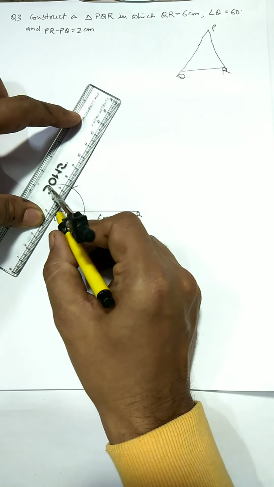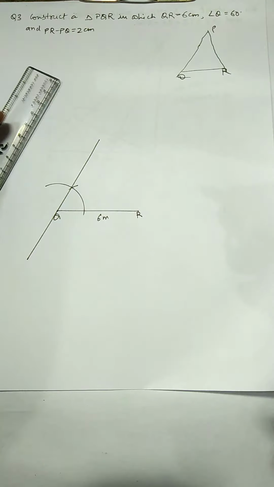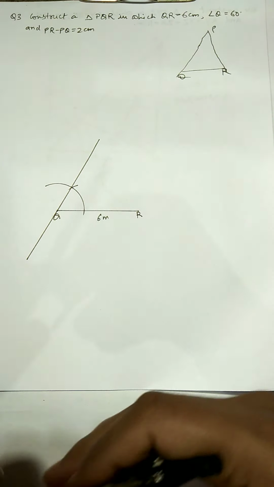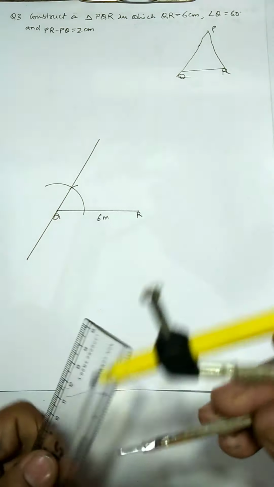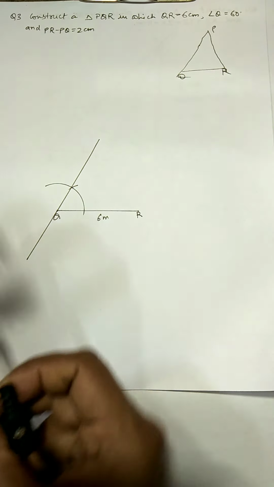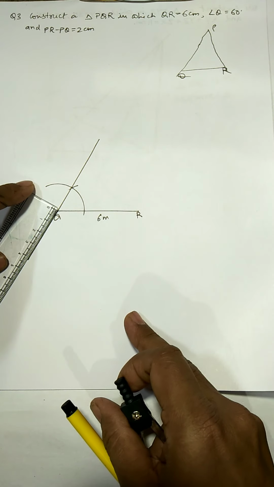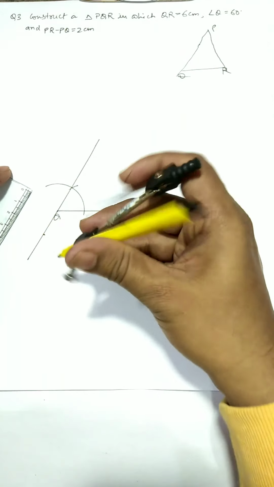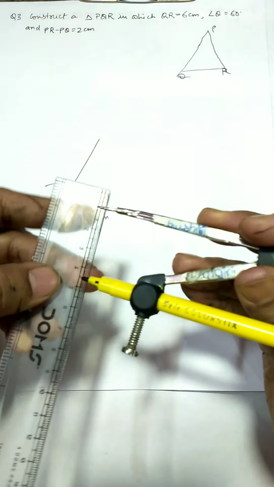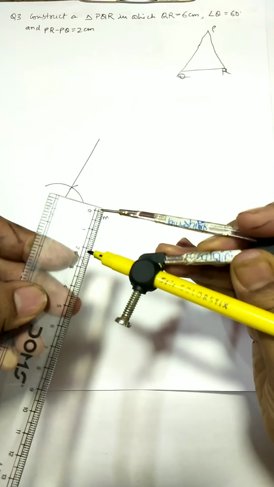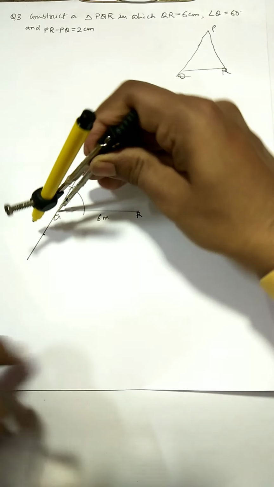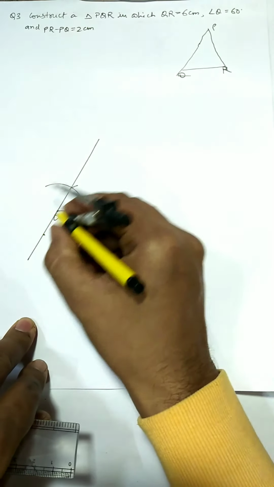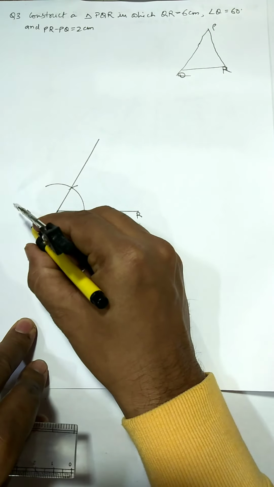This time you extend this line below Q also, because the difference PR minus PQ is 2 centimeters. You have to take this difference down. So mark a 2 centimeter distance from Q. You can measure it with your compass, take 2 centimeters, and make an arc from Q to this side. You will get this point at a distance of 2 centimeters from Q. Let's call this point P dash.